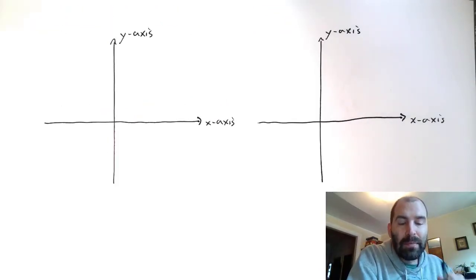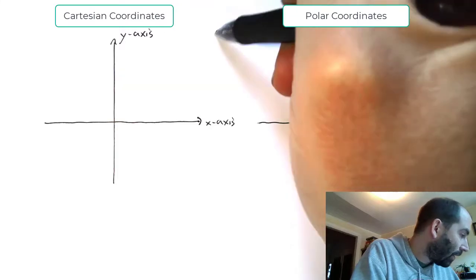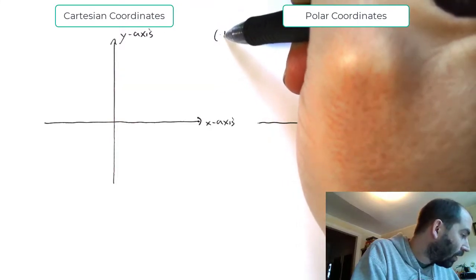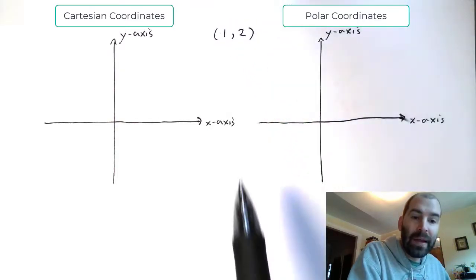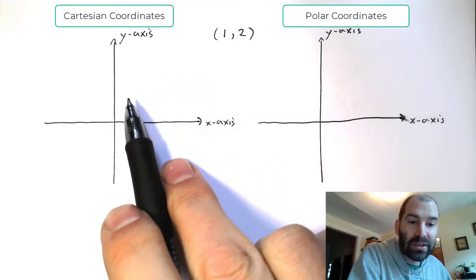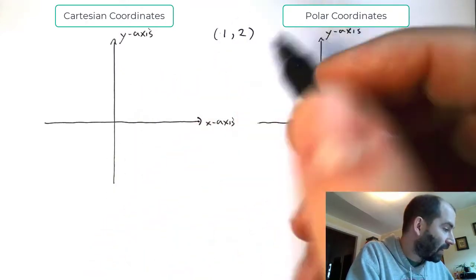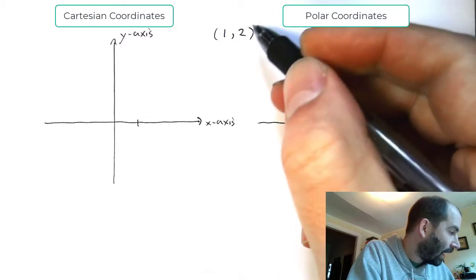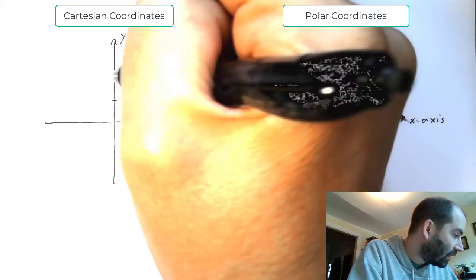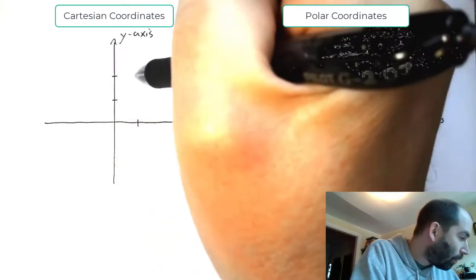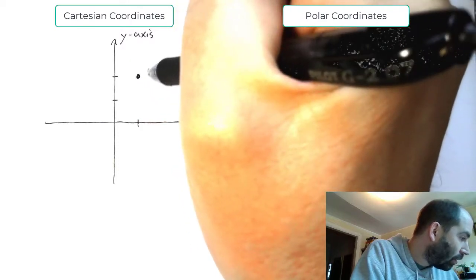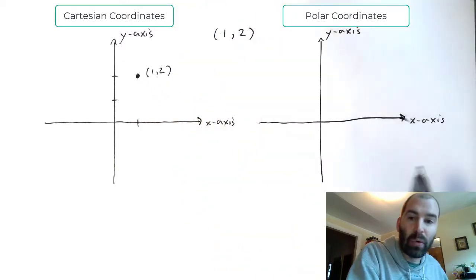All right, I just want to take a moment to show you the difference between how we locate a point using these two different coordinate systems. So suppose we're talking about the point 1, 2. Now, in Cartesian coordinates, what does that mean? Well, that means my displacement in the x direction is 1, and in the y direction is 2. So that is the point 1, 2 right over here in Cartesian coordinates.